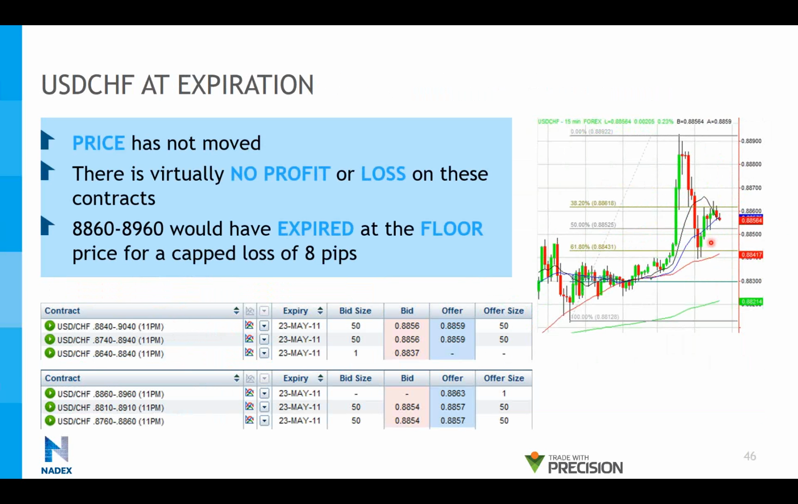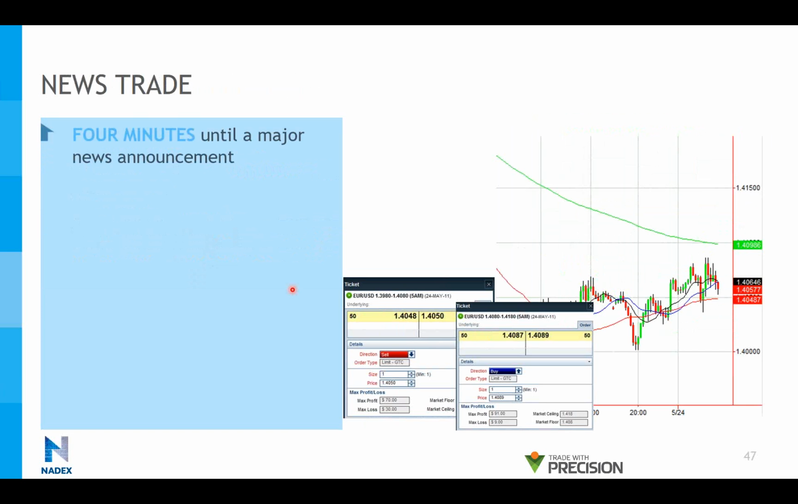So what did happen? Price actually did not move the way we hoped it would move. Once again, we never know what's going to happen. With those contracts here, however, there's virtually no profit or loss on those contracts. The 88.60, 88.960 would have expired at the floor price for a capped loss of 8 pips. Yeah, nothing really to write home about.